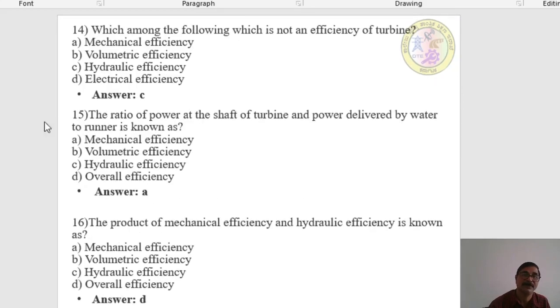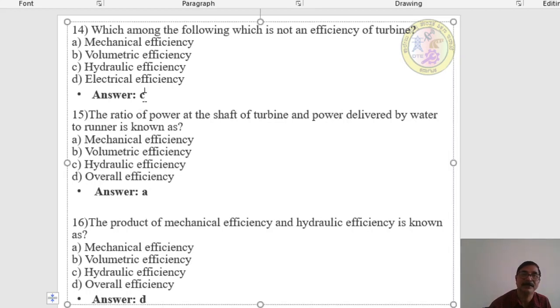Next, we look at the next question. Which among the following is not the efficiency of a turbine? Mechanical efficiency is an efficiency of a turbine. Volumetric efficiency is also an efficiency of a turbine. Hydraulic efficiency is also an efficiency of the turbine that we have already discussed in detail. Next, electrical efficiency. This is not related to the efficiency of a turbine. So, electrical efficiency, answer D is correct. Correction. Sorry.